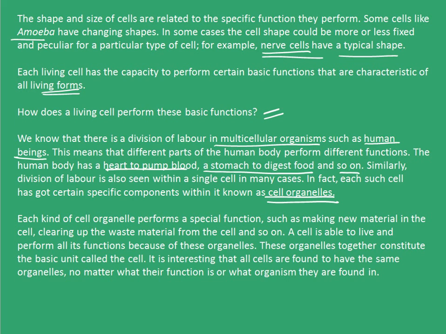Each kind of cell organelle performs a special function, such as making new material in the cell, clearing up of waste material from the cell, and so on. A cell is able to live and perform all its functions because of these organelles. These organelles together constitute the basic unit called the cell. It is interesting that all cells are found to have the same organelles no matter what their function is or what organisms they are found in.